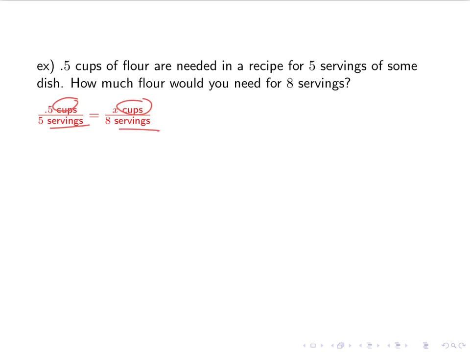Once I have that, I'll rewrite it, getting rid of the units to make it a little nicer. 0.5 over 5 equals x over 8. So to get x by itself, I'm going to multiply both sides by 8. And I get 4/5 cups of flour.